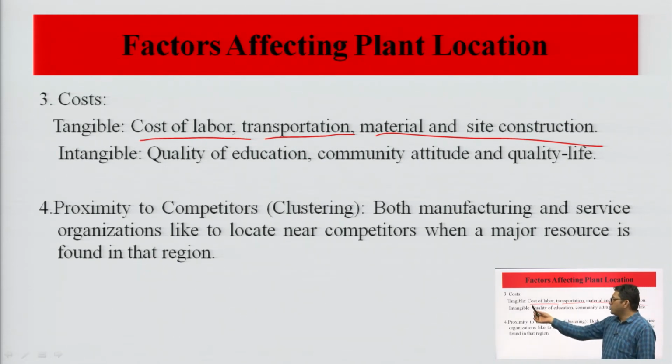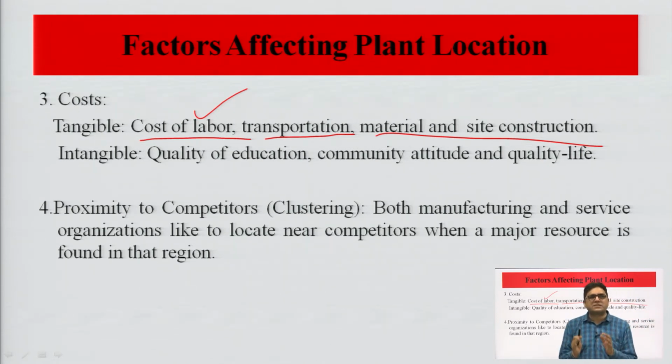So, the tangible cost is the cost of labor, at what rate the labor is available. So, probably you will prefer the location where the employees are available at a lower cost, subject to their productivity also being high.